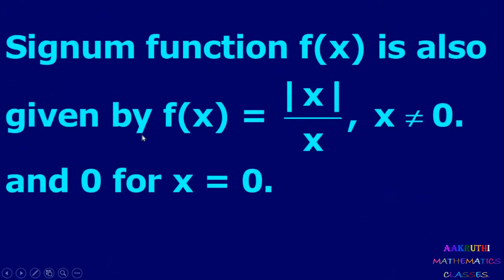Signum function f of x is also given by f of x is mod x by x when x is not equal to 0, and 0 when x equal to 0. We can define the signum function like this also. This is one more definition for the signum function.